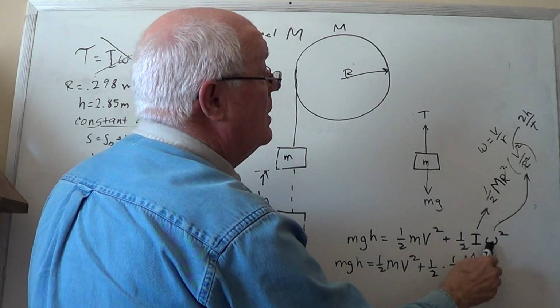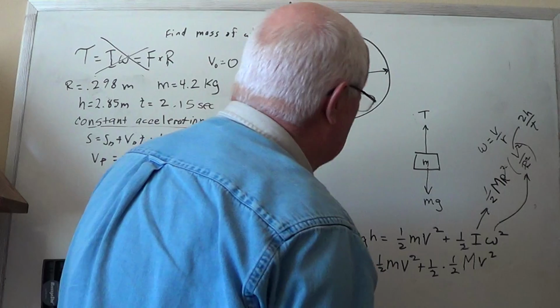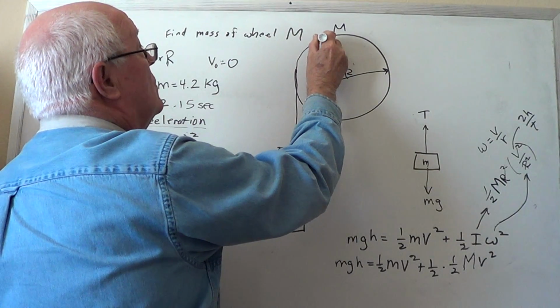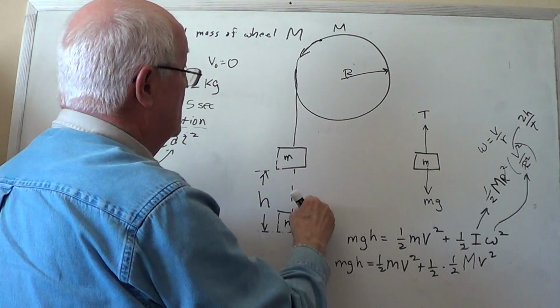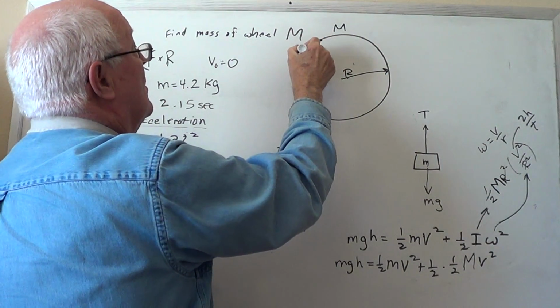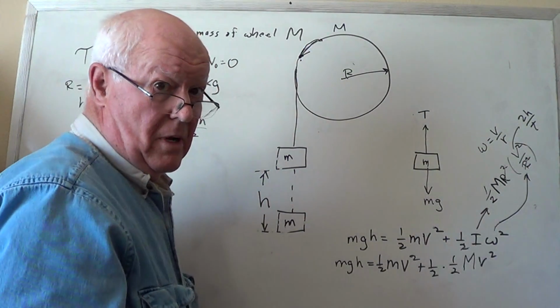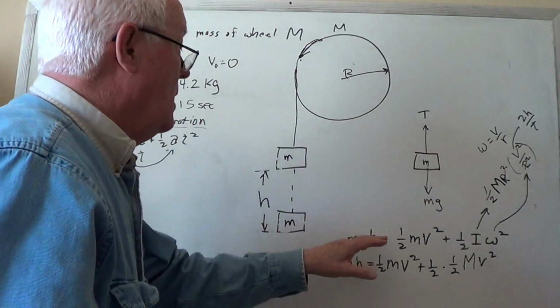Omega squared is v squared over r squared. Omega is v over r, same as it always has been, because a point on this disk as it turns, however far it turns, is going to be however far this drops. The velocity of a point on the rim of the disk is the velocity that the mass is descending by. Okay, so that's the key.